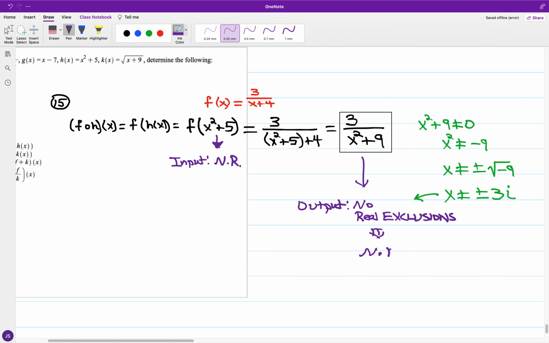in effect no restriction. So altogether, input has no restriction, output has no restriction, and since there are no restricted values from the input or the final output, nothing restricted from the real number system. We don't care about the complex numbers. So it's going to follow that the domain of this composition is going to be the set of all real numbers.